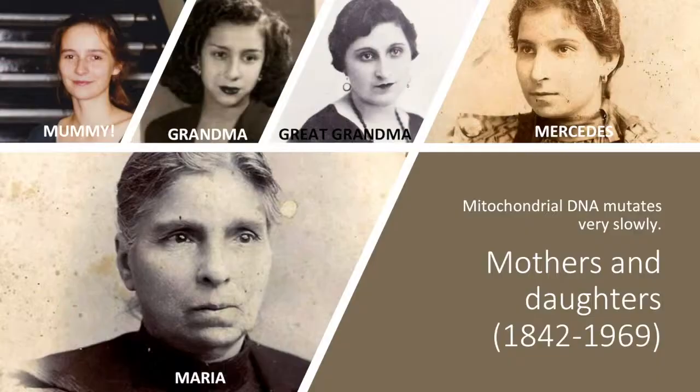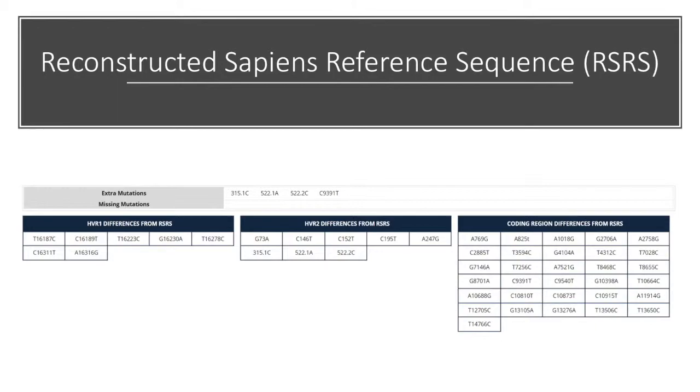So that is, as we discussed before, passed down the direct maternal line, mother to children, mother to children, mother to children. This is my direct maternal line. There's mummy, and my grandma, and my great-grandma, and then my great-great-grandmother Mercedes, my great-great-great-grandmother Maria. So the mitochondrial DNA has been passed down this line, and of course to me as well.